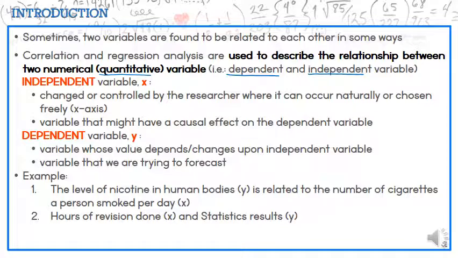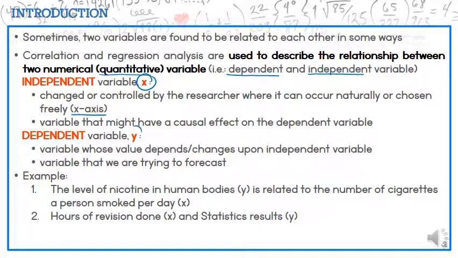Independent variable X is changed or controlled by the researcher, where it can occur naturally or be chosen freely, and it is always on the x-axis. Independent variable is also a variable that might have a causal effect on the dependent variable. So the independent variable yang akan memberi kesan kepada your dependent variable.